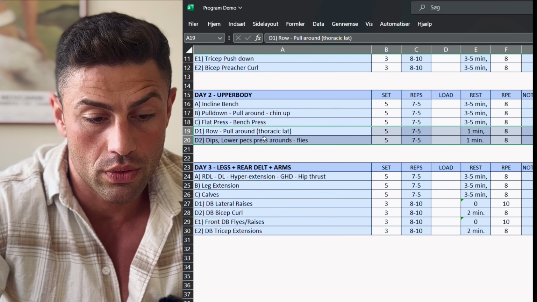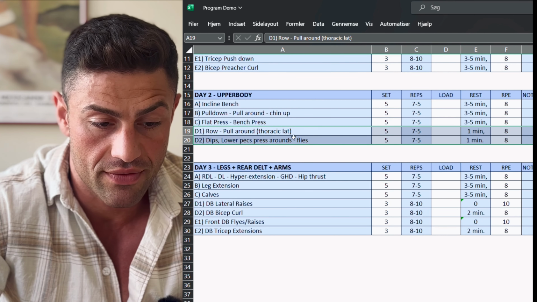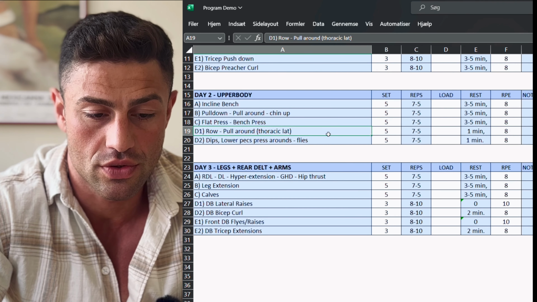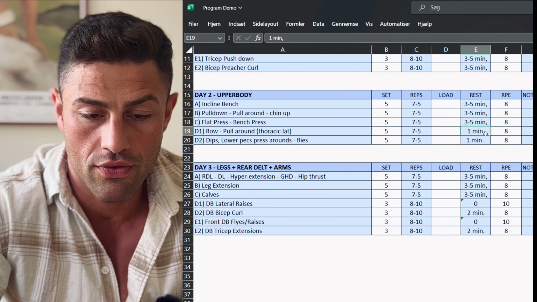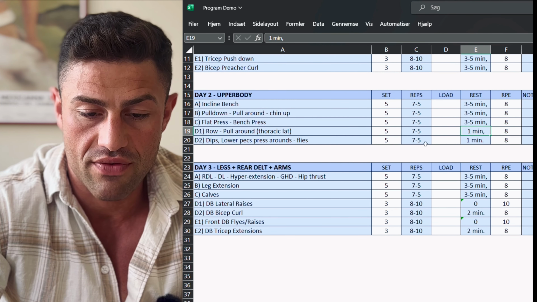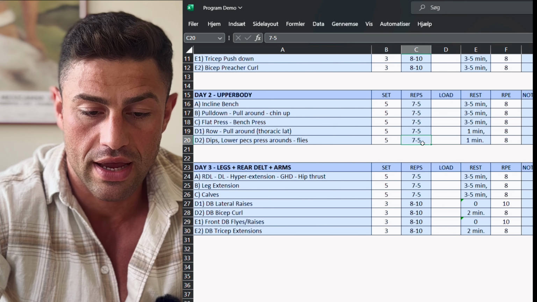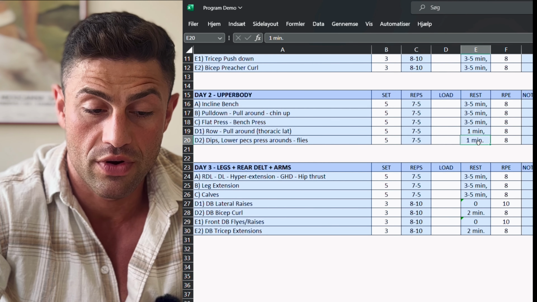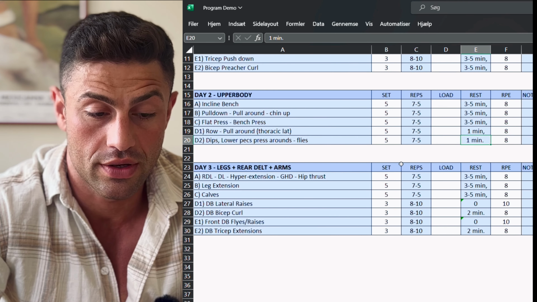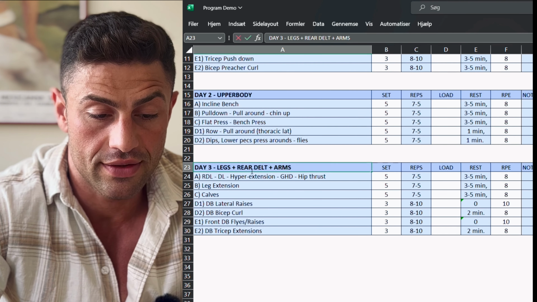Nothing magical here. Over here I've actually done it. I've made an antagonist superset. You can see you perform your row, 7 to 5 reps, then you have a 1 minute break, and then you move on to your dips, and then you perform 1 set there, 1 minute break. Moving on to day 3.